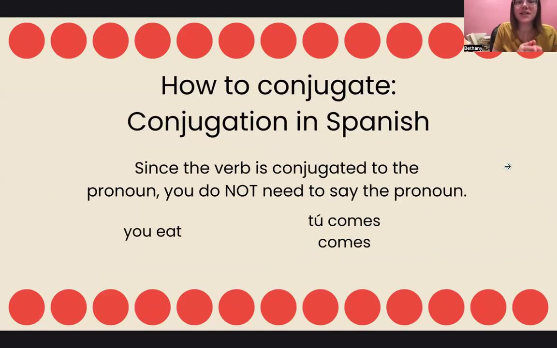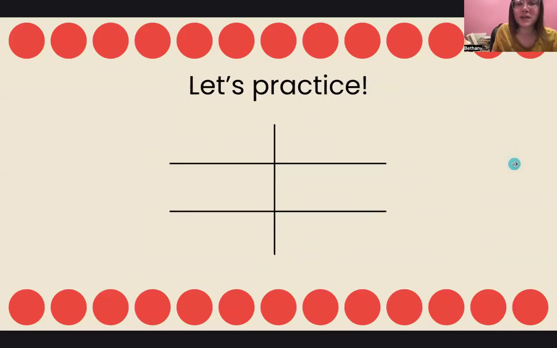Since the verb is conjugated to the pronoun, you do not need to say the pronoun. You eat, tú comes, or just comes, since you know. Let's practice. Since we're not truly conjugating a verb, I'm just going to ask you what pronoun goes in each box. If you want to, you can pause the video for a second and think after I ask the question.